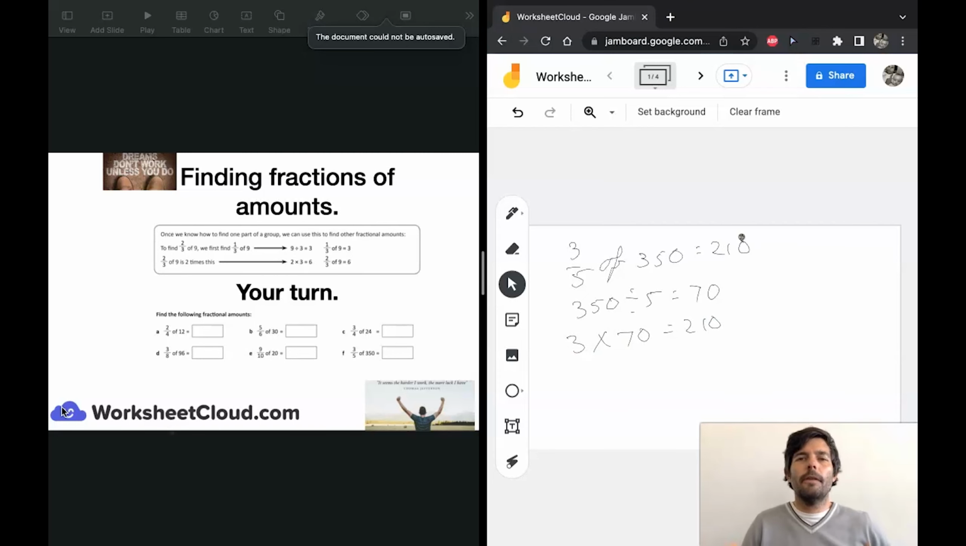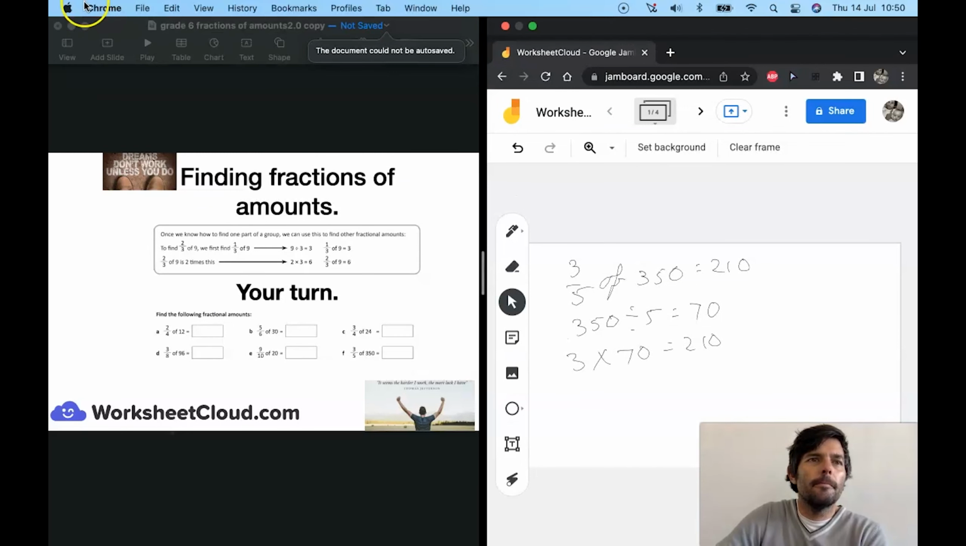Okay, so very much dividing by the denominator and multiplying by the numerator. And then just a reminder to have a look at the question to see if you can make it a little bit easier for yourself before you rush in and do the first thing that comes to mind. Okay, great. Let's see what else is in store for us.